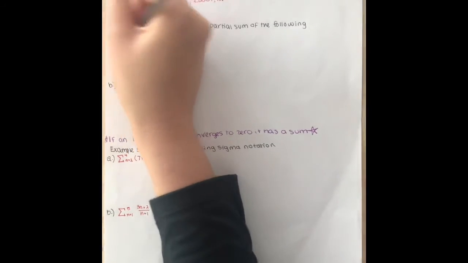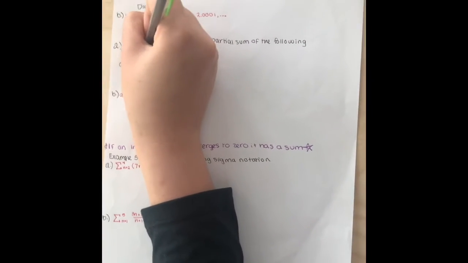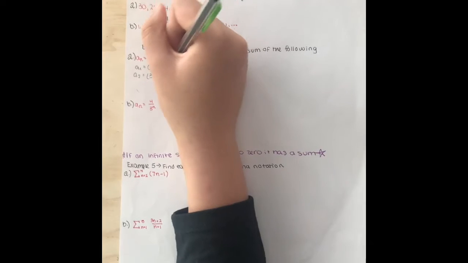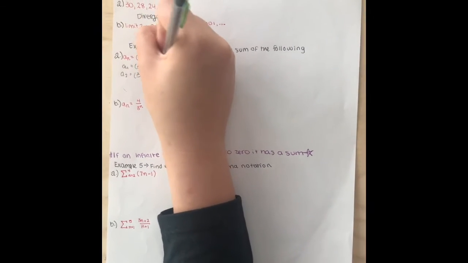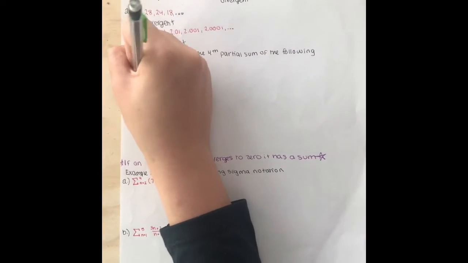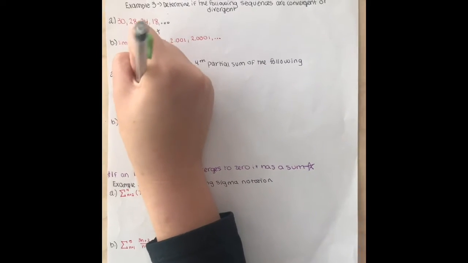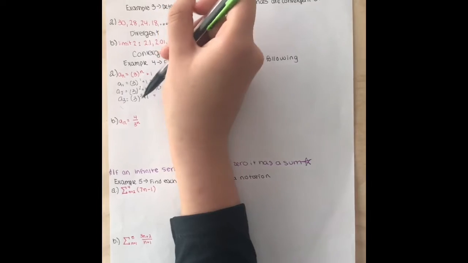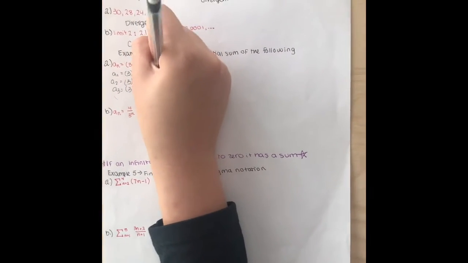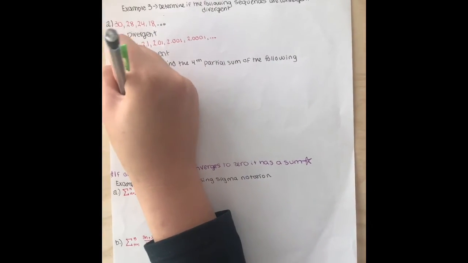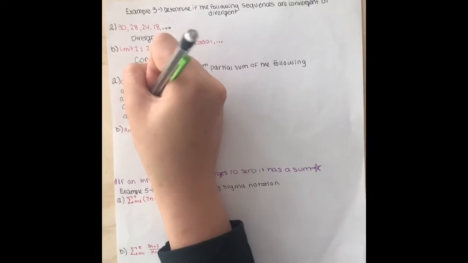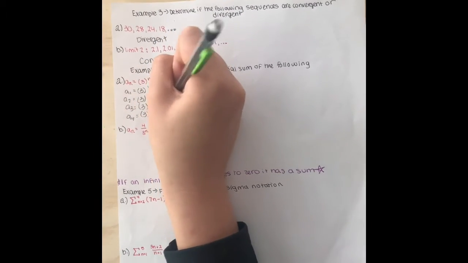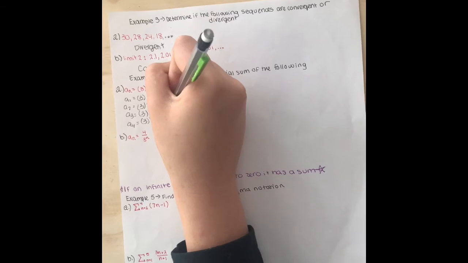A2 is 3 to the 2 plus 1, which is just 9 plus 1, which is 10. A3 equals 3 to the 3rd plus 1, which is 27 plus 1, which is 28. And then A4 is 3 to the 4th plus 1, which is 81 plus 1, which is 82.